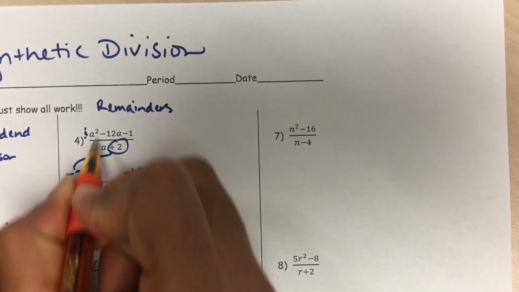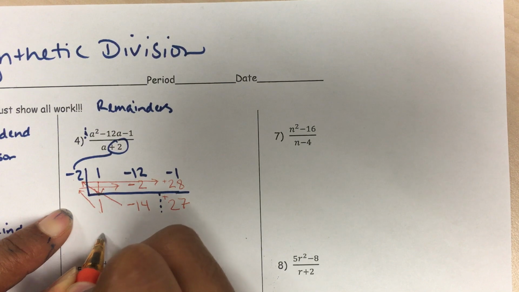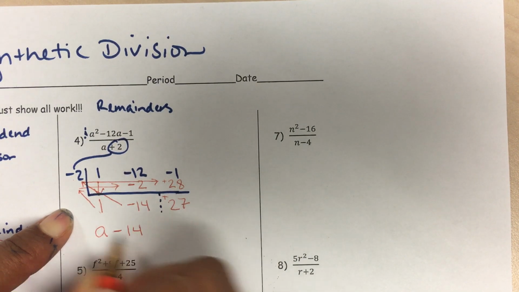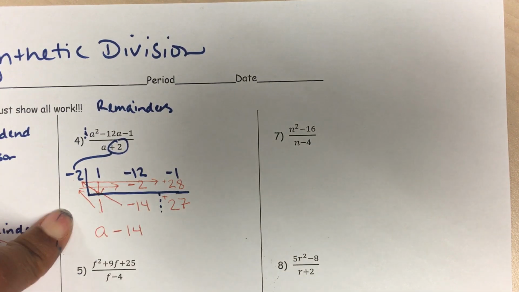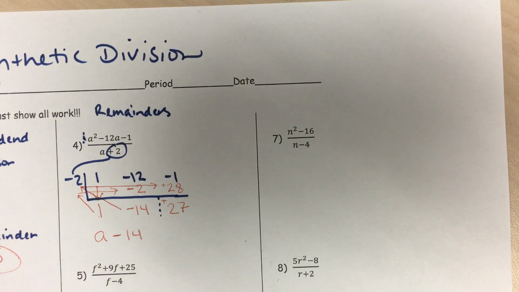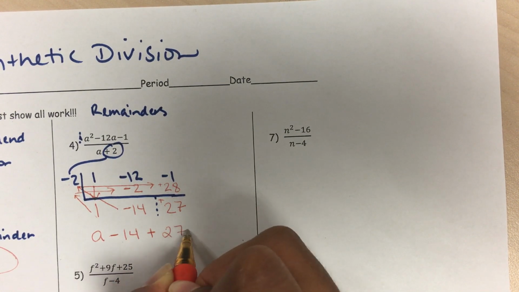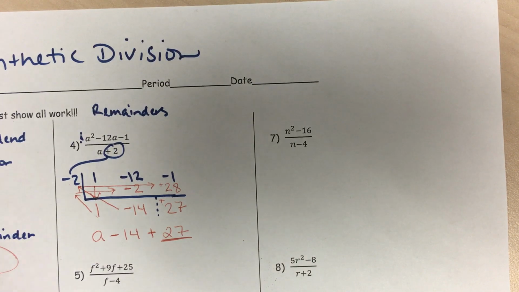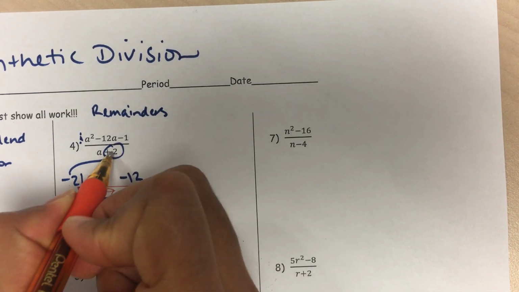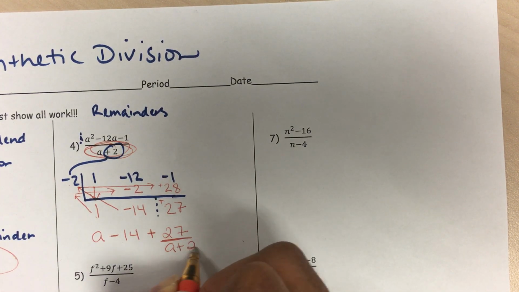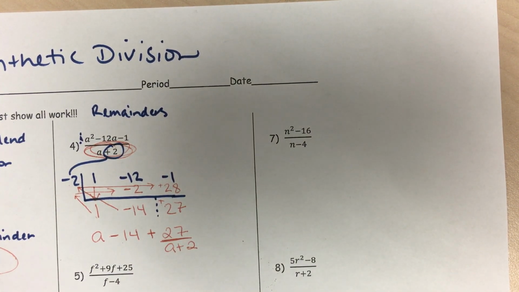Let's use our A. So 1A, or just A, minus 14. Okay, that's how we would normally start off. But miss, what about the remainder? Well, this is what we're going to do with the remainder. It's positive, so I'm going to put plus. You take your remainder and you put it over your original divisor. What's the original divisor of my problem? A plus 2? Oh yeah, A plus 2. That is my final answer.